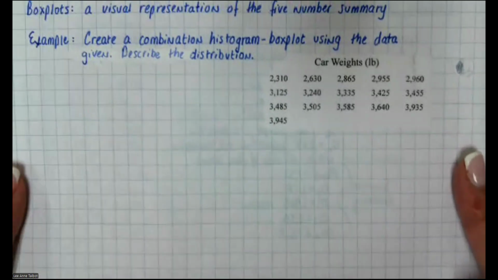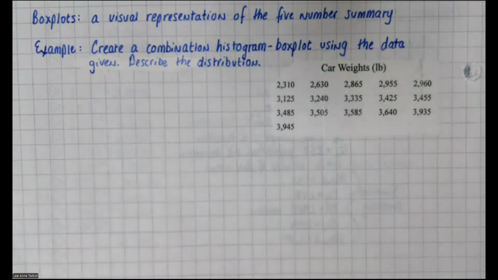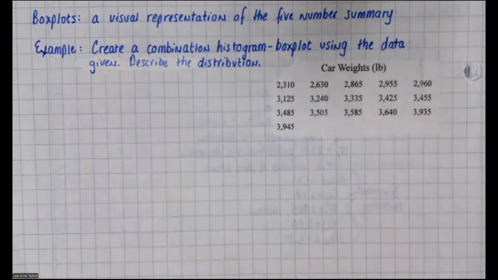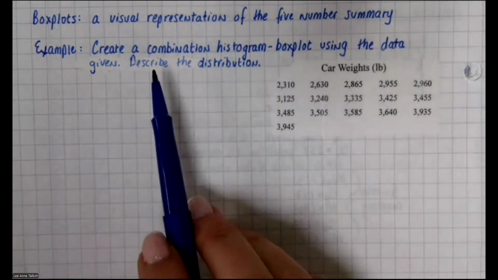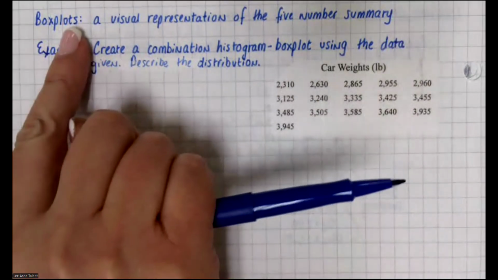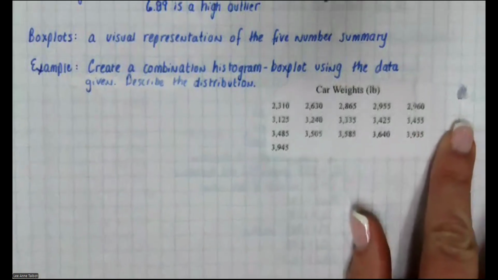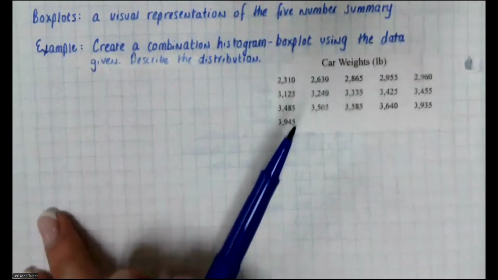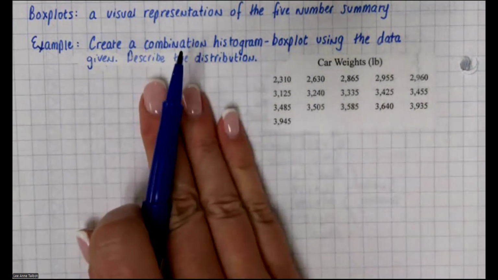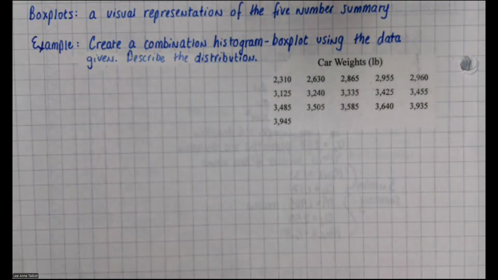Okay. So now I have gathered a new data set for us to check to make sure that we understand what we're doing. We're going to create a combination histogram box plot. And this is going to be our first time making a box plot off of the 5-number summary. And we're going to calculate whether or not we have outliers and fully describe the distribution.